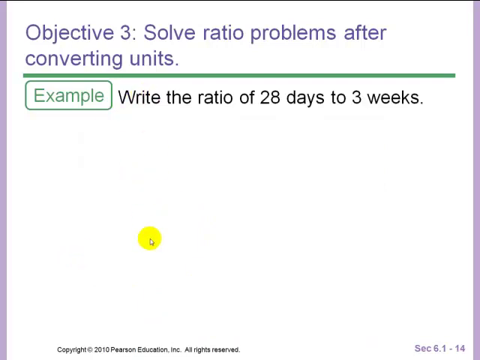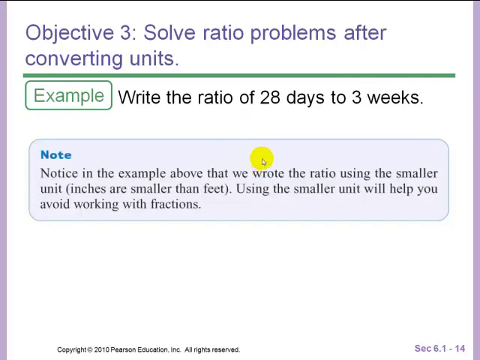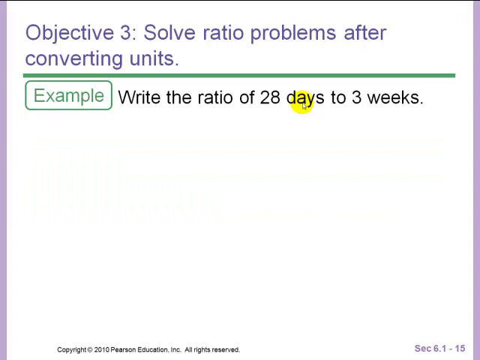Our last example, write the ratio of 28 days to 3 weeks. Notice in this case they did not specify what units to use, so you can either convert 28 days into weeks or 3 weeks into days. In general, if they don't specify, it is a good idea to use the smaller unit, such as days, because then you will not wind up with any fractions or decimals. Not that fractions and decimals will kill you, but it will make your arithmetic somewhat easier.